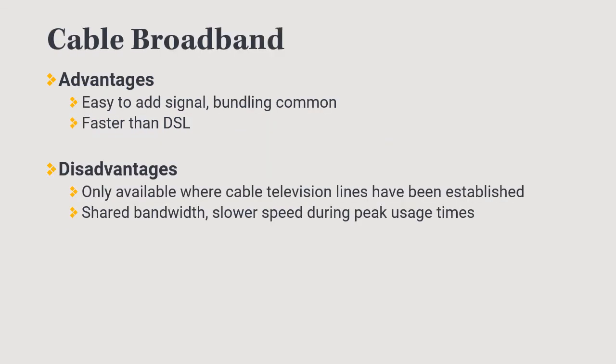Then we have cable broadband. The advantage for cable broadband is it's easy to add a signal. We typically see this bundled in. The reason is we're going to see this coming from our cable television companies, and they've already got the coaxial cable there, and they're already using broadband by sending multiple channels through that one coaxial channel. So it's not really a big deal for them to just add some more channels in there for that digital signal.